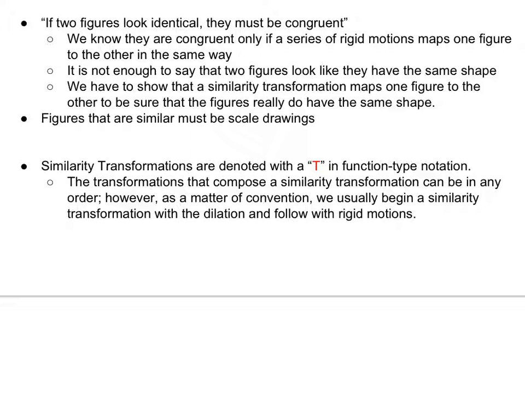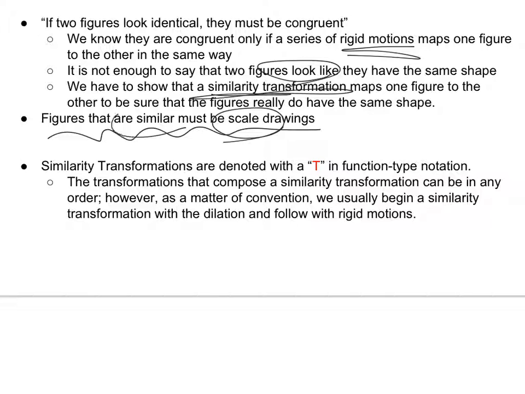A few important things that I want to point out. If two figures look identical, they must be congruent. Not always. We know that they are congruent only if a series of rigid motions maps one figure to the other. It's not enough to say that two figures look like they have the same shape. Okay, we can never use that as a proof in geometry. We have to show that a similarity transformation maps one figure to the other to be sure that the figures really do have the same shape. Figures that are similar must be scale drawings. Okay, similar can go to scale.